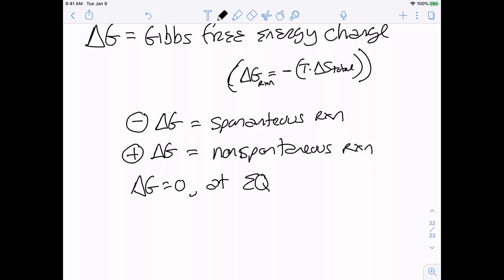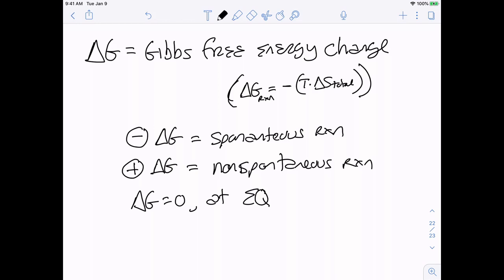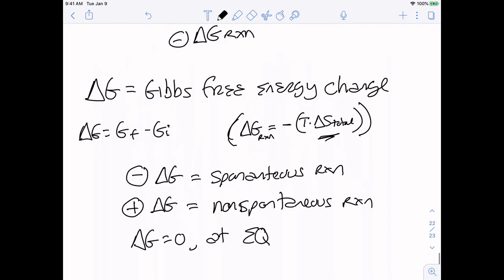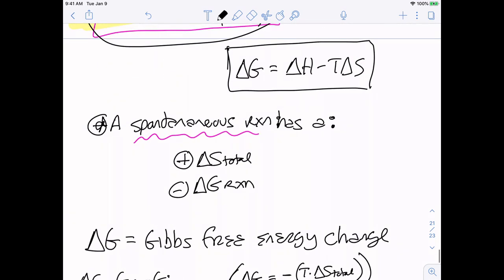Because I am doing that delta again, remember delta is always final minus initial. So delta G, G final minus G initial. But again, it's really defined in terms of entropy. We're just using this equation. This is a really common equation. You're going to see this in organic. Pretty much any chemistry class you ever take, you end up using the Gibbs free energy equation. That's actually the name of it.